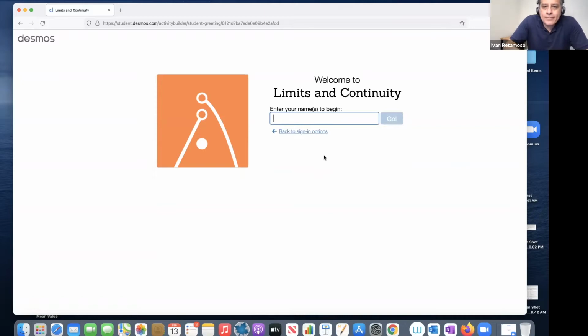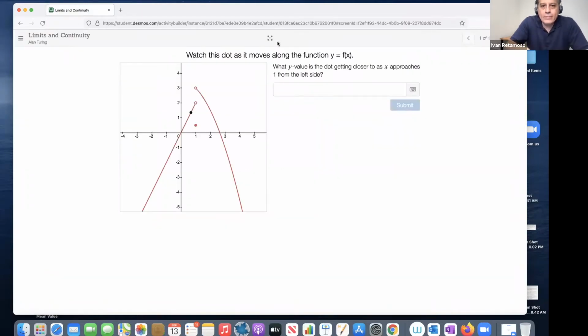You click in there, and then you just type your name, first name, last name, right? I'm gonna enter as a famous English mathematician, considered to be the father of computer science, Alan Turing this time, Alan Turing. All right, so, and then I will click on go, and then the first challenge will come up.